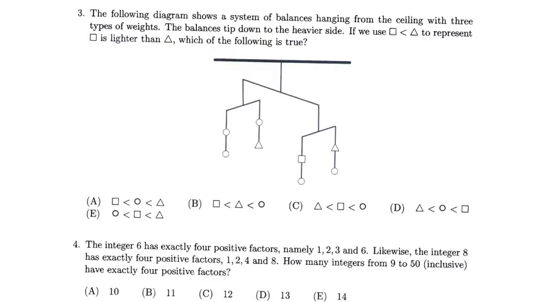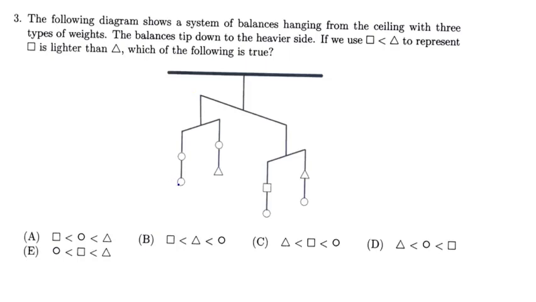SMO 2020 Junior Section First Round Problem number 3. The following diagram shows a system of balances hanging from the ceiling with 3 types of weights. The balances tip down to the heavier side. If we use square less than triangle to represent that square is lighter than triangle, which of the following is true? Okay, so let's write circle by C, triangle by T, and square by S.